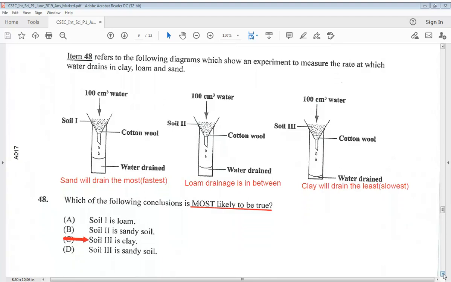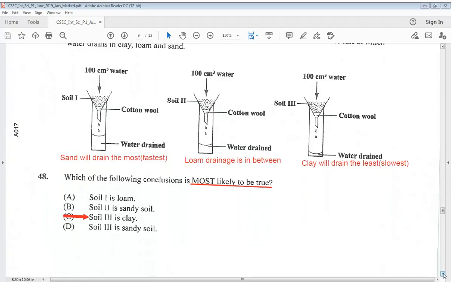A, soil 1 is loam. B, soil 2 is sandy soil. C, soil 3 is clay. D, soil 3 is sandy soil. So the answer is C, soil 3 is clay.